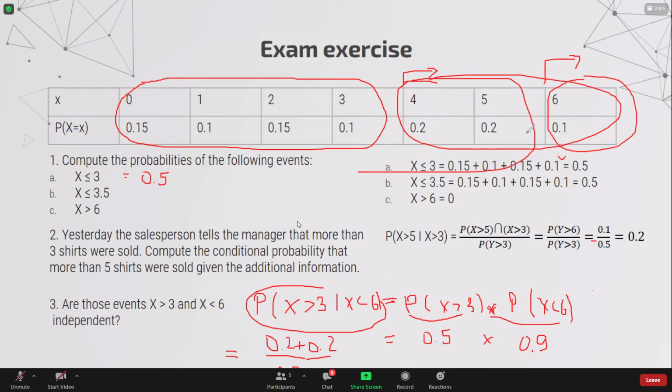Yes, that's correct. We have to be really precise. They're not equal because we have 0.44 and 0.45. So that means they're dependent. If the same number was on the left and on the right side, those events would be independent. But that's not the case in our exercise. And we have two dependent events.